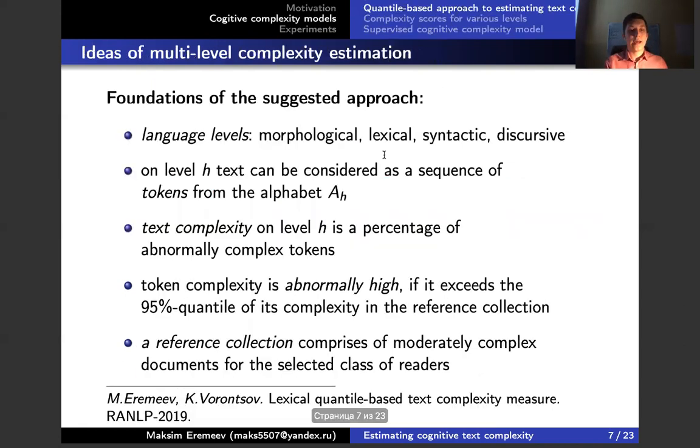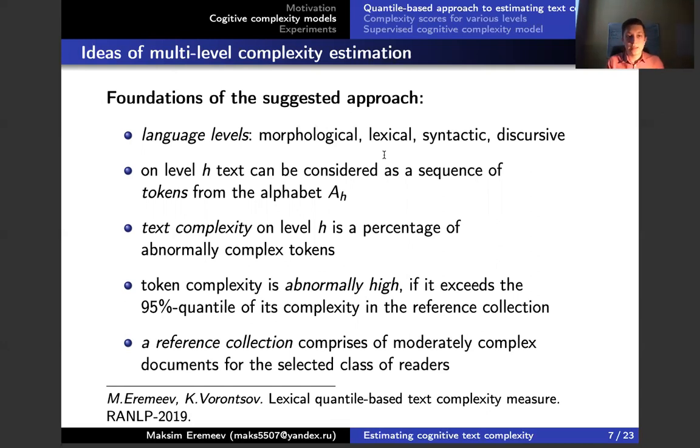Okay, so building on that, our proposal is based on the following assumptions. First, complexity can be estimated at different language levels: morphological, lexical, syntactic, discursive. Each level is defined by its token alphabet. On the lexical level, the tokens are words, on the morphological, n-grams, and so on. We'll discuss it a bit later.